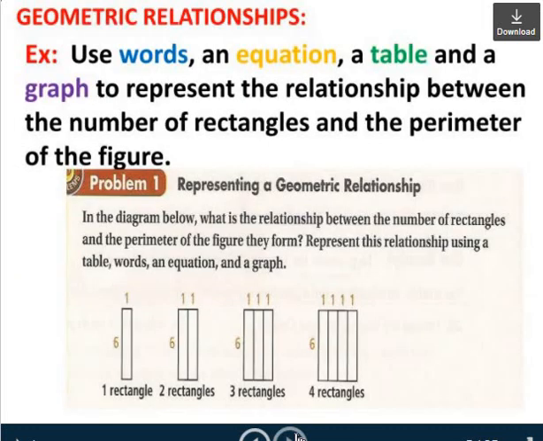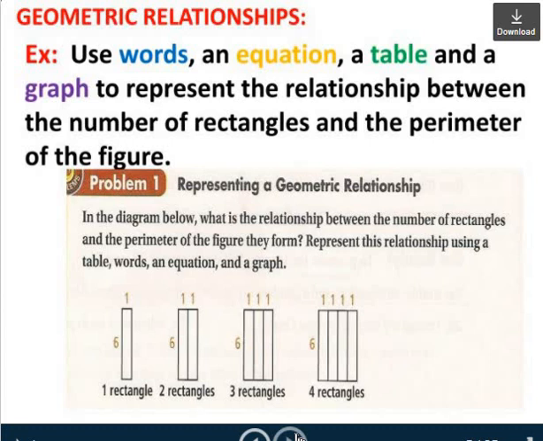Let's first talk about the geometrical relationships. We can use words, an equation, a table, or a graph. We can use these word descriptions to represent the relationship between the number of rectangles and the perimeter of the figure. For example, if we go to problem 1, if you want to find the function, meaning the relationship between the number of rectangles and the perimeter of every figure, you are looking for a function.